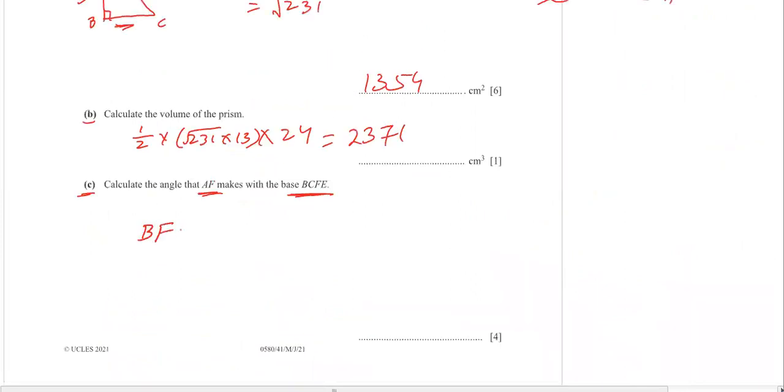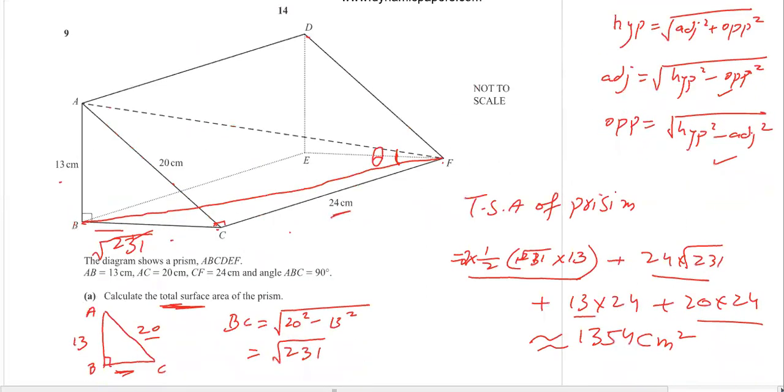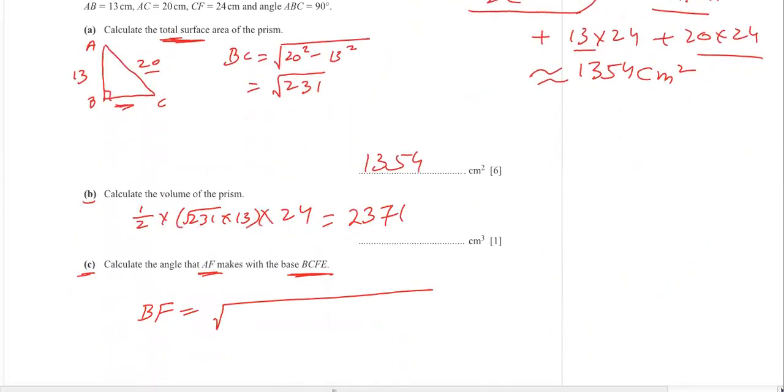First find BF in that case. BF is going to be the square root of this 24 square plus this one, 231 square root squared, because I have this side, I have this side, so easily using the Pythagoras theorem, hypotenuse will be adjacent square plus opposite square. This one is the hypotenuse that I need to find in this case, BF. So first find this BF, that will be the square root of 24 square plus square root of 231 squared. Okay, let's calculate that one.